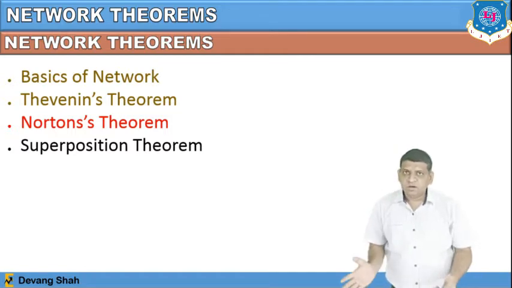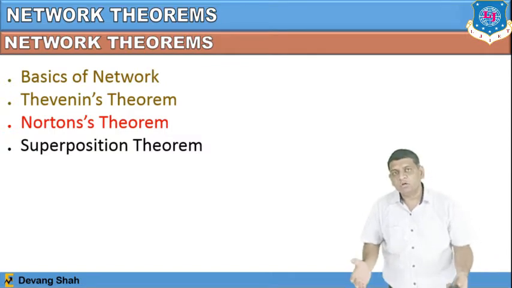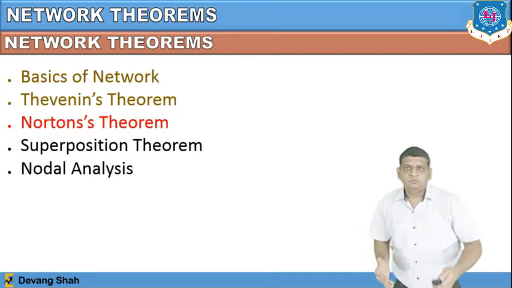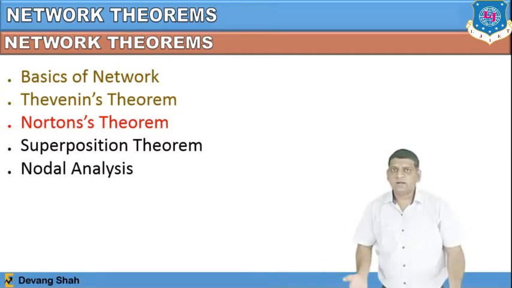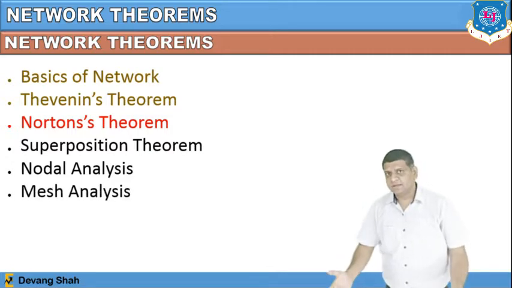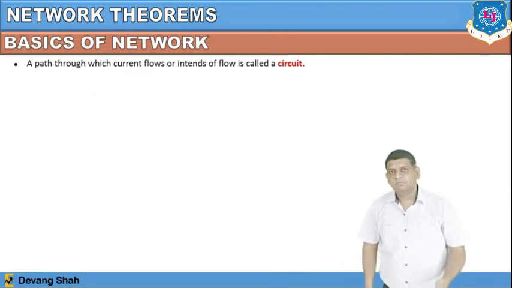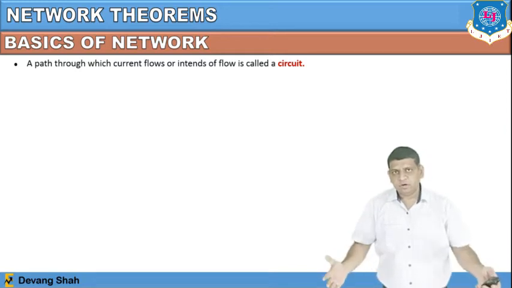The first part, the Thevenin theorem, we already discussed. In today's session, we are going to discuss Norton's theorem. Once we learn the circuit theorems, we have to go for circuit analysis. There are two kinds of analysis we are going to learn: one is called nodal analysis, and the other is called mesh analysis. First, let's start with the basics of the network.